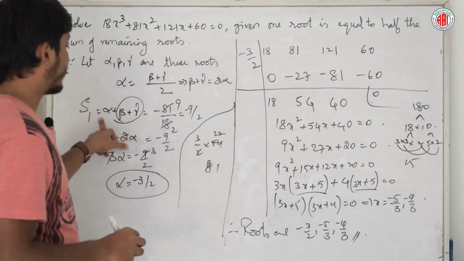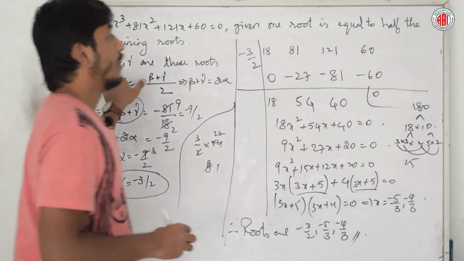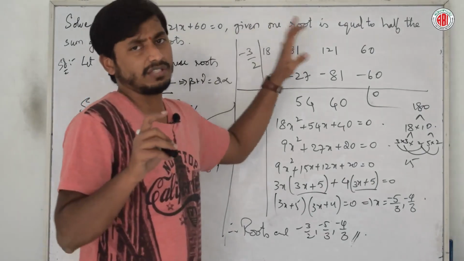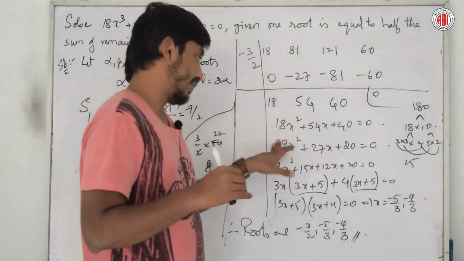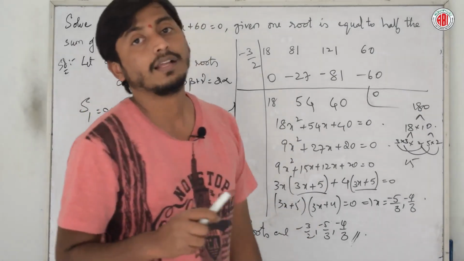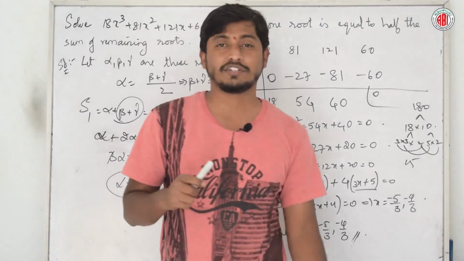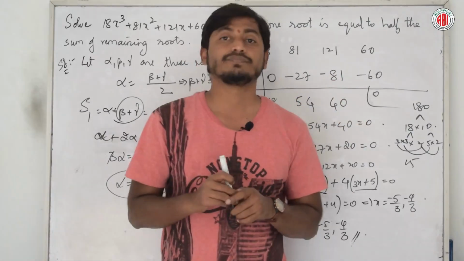So let us substitute in the sum. We'll get the value of alpha, which is nothing but 1 root. Once I get 1 root, we'll directly go to synthetic division method. We'll get reduced equation. We'll solve it. We'll get 2 more equations, 2 more solutions. Clear? Did you understand what all we learned in this session? The main thing we have learned is this kind of synthetic division method.